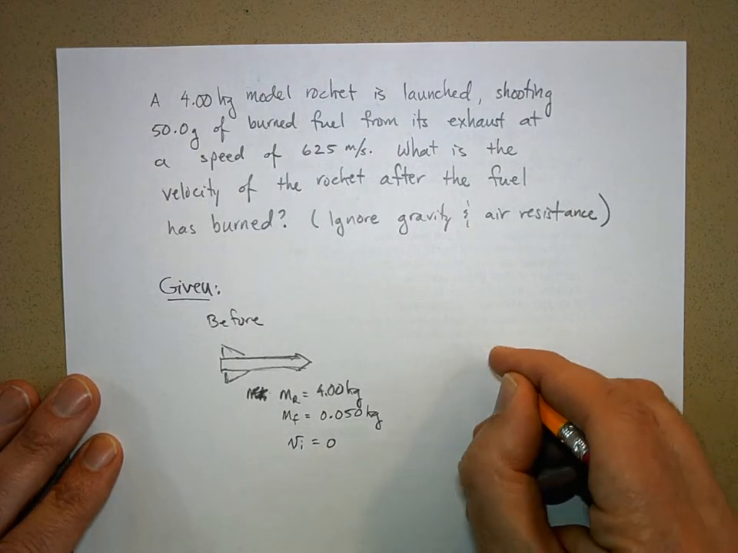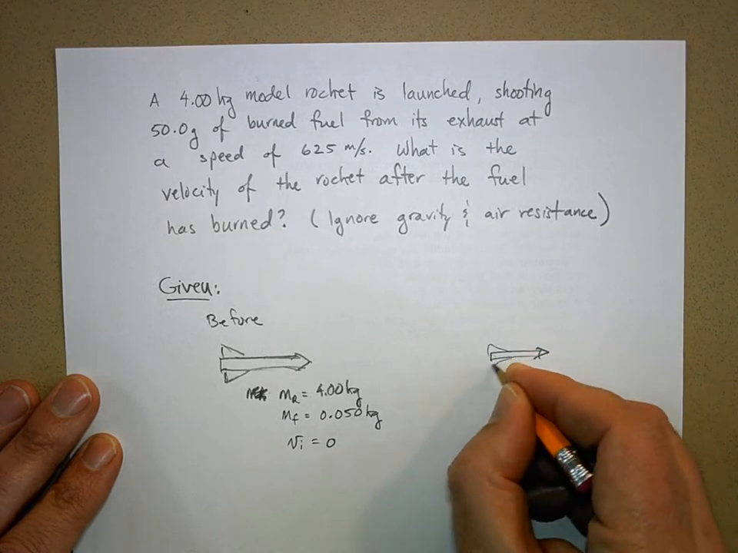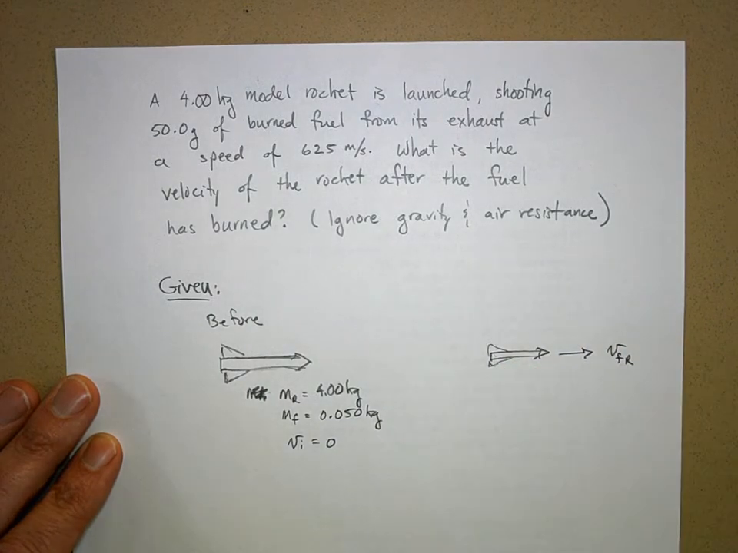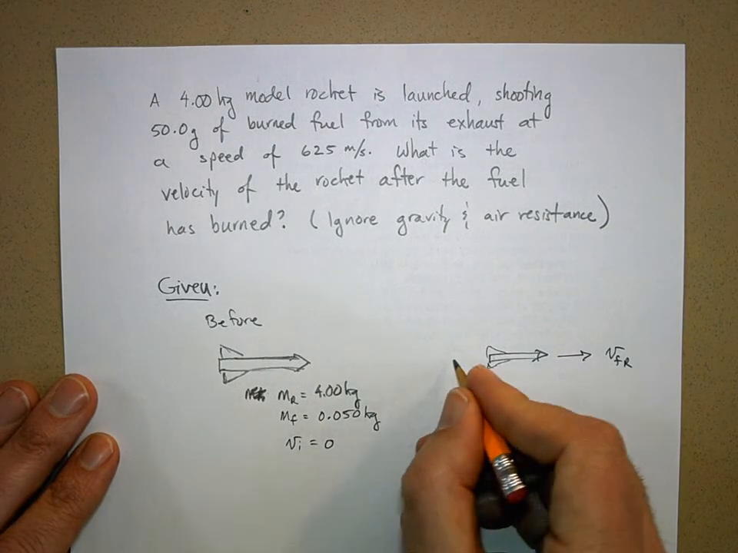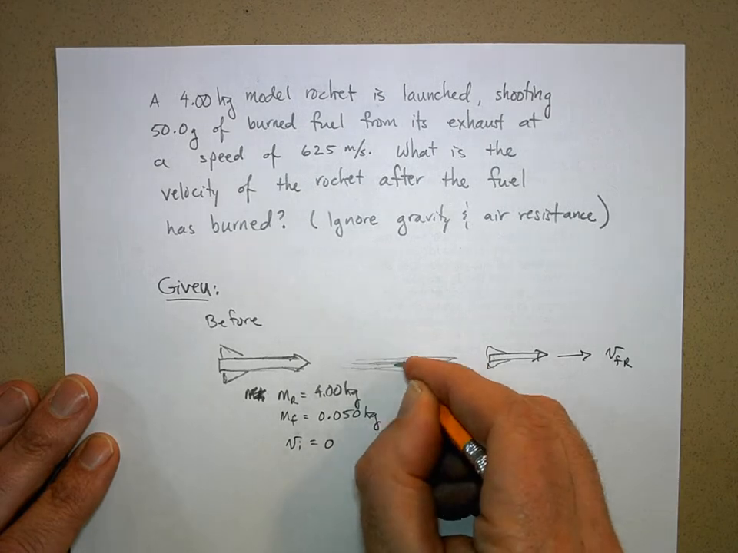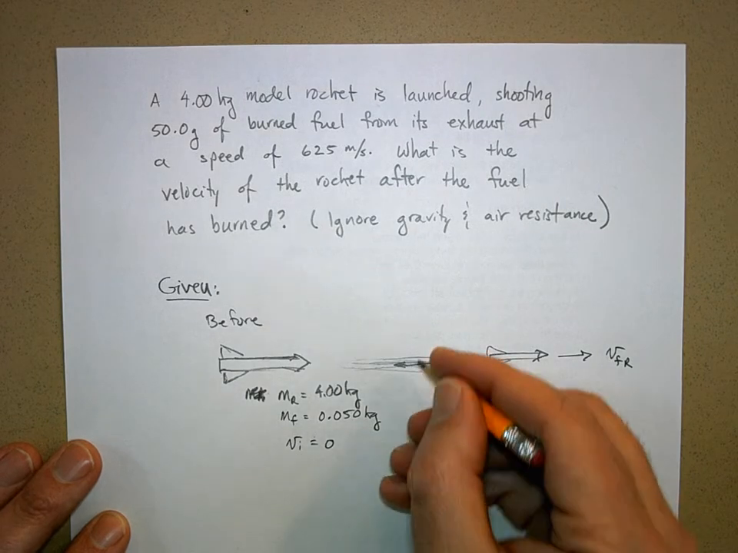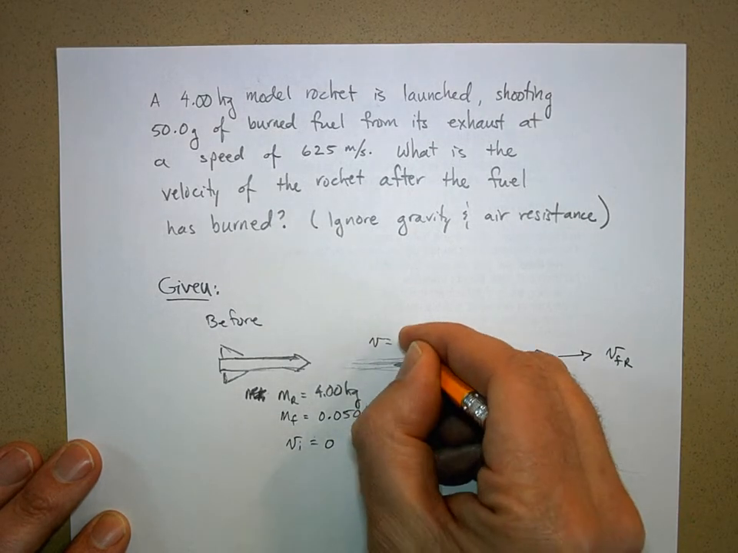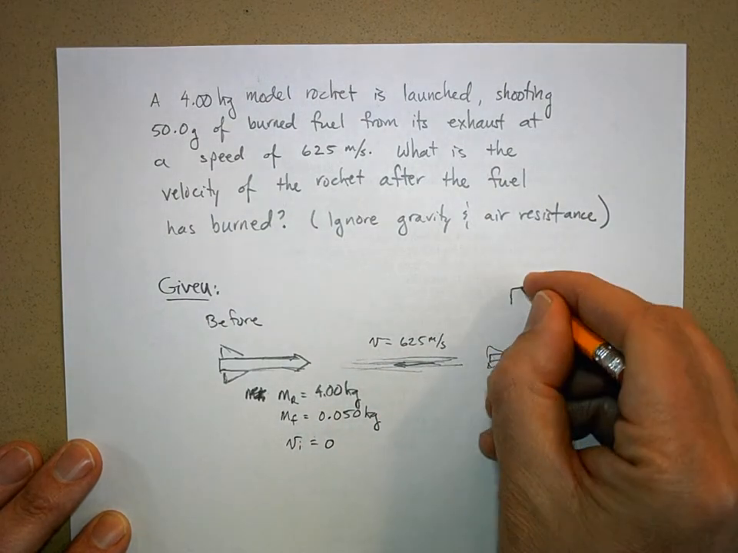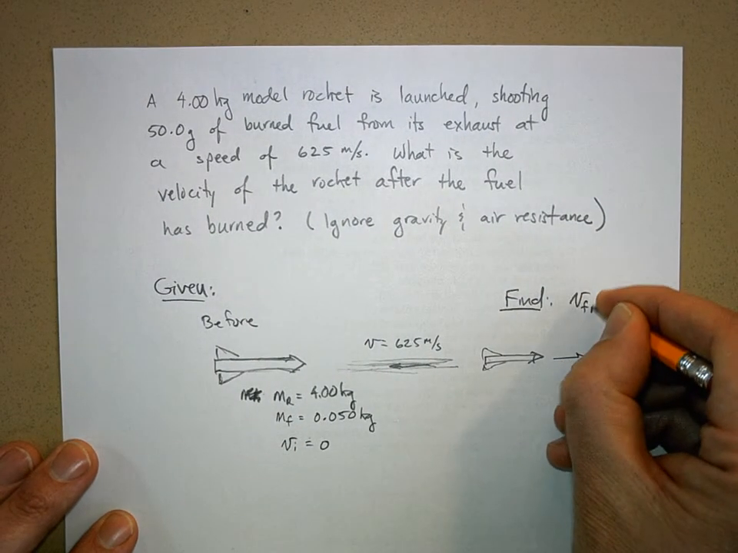And so here's our rocket after the fuel has been expended. And it's got some final velocity of the rocket. And then here's all the fuel that's come out of it. And it's all spread out, but it still has a mass. The mass of the fuel, 0.05 kilograms, and it has a velocity to the left of 625 meters per second. And so what we're trying to find is that final velocity of the rocket.